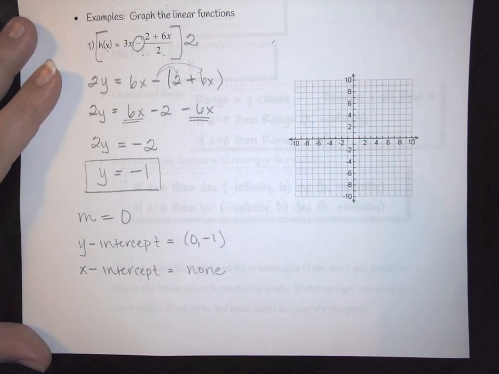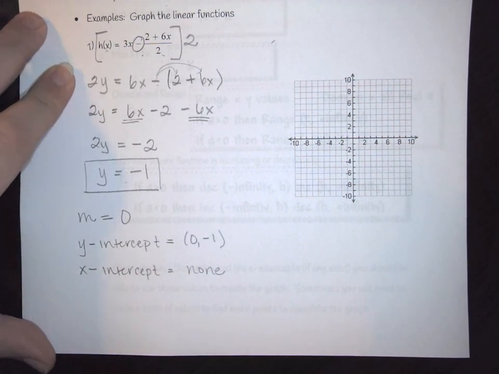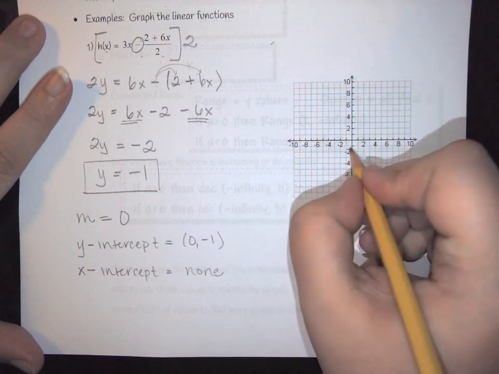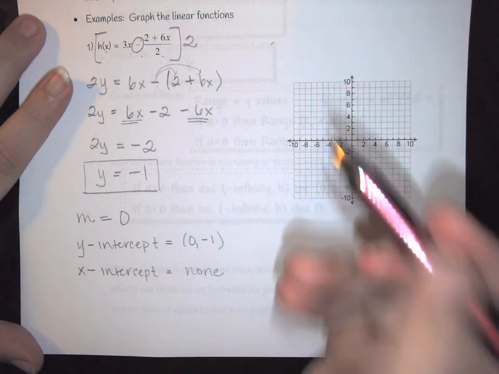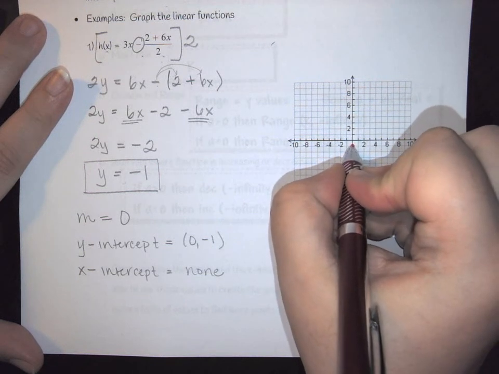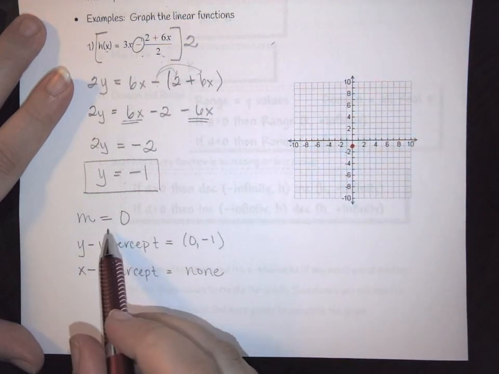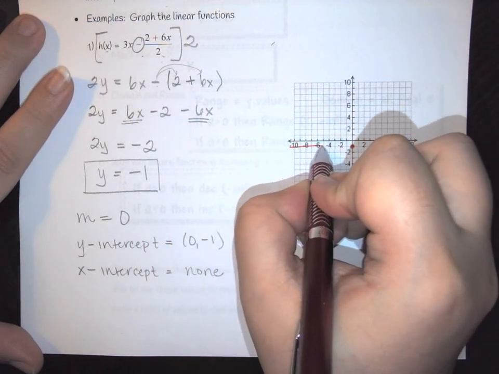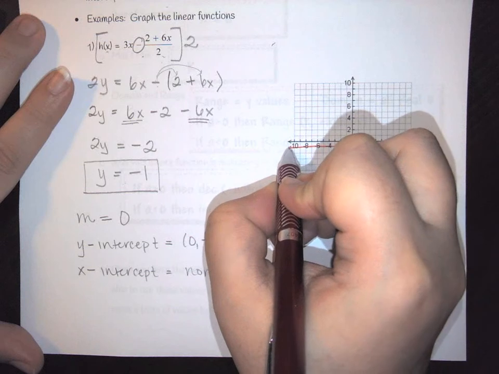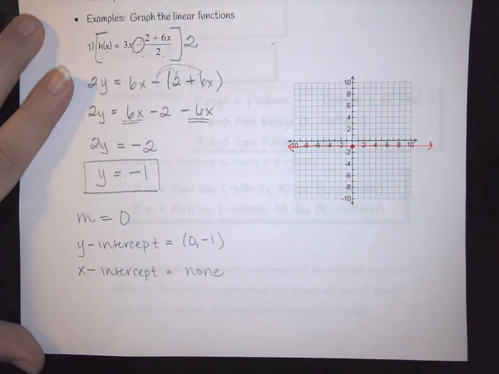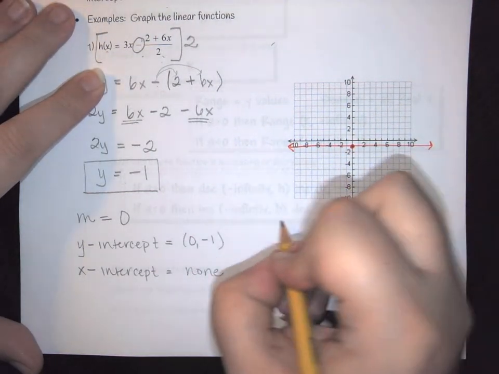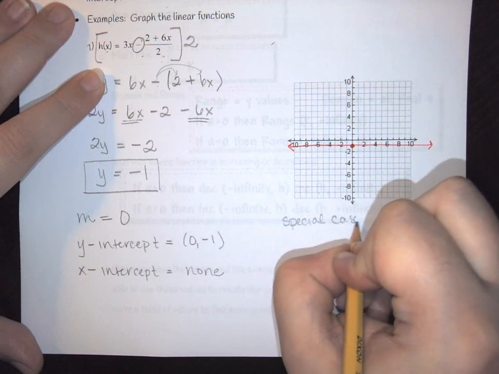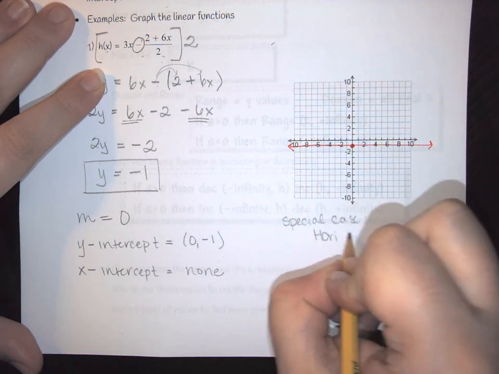In looking at all of this, what this tells us is that we have a special case line. So I would go ahead and graph my point. I'm going to be here at the point 0, negative 1, so this is right here. And then I don't have a slope. My slope is 0, so that means that my line is not going to change my y values at all. So I have a special case. The special case here that I have is one of horizontal lines.